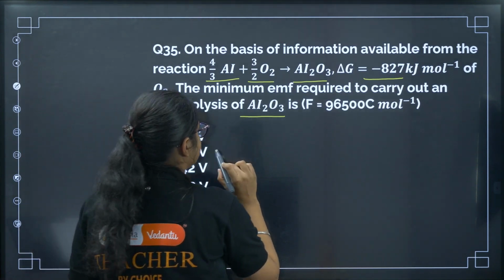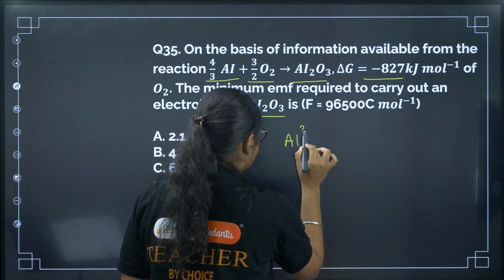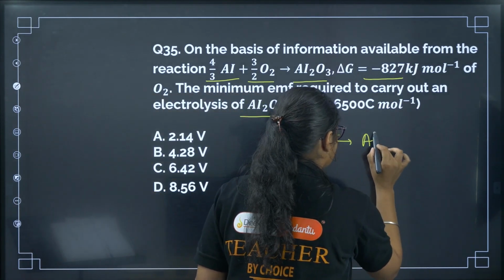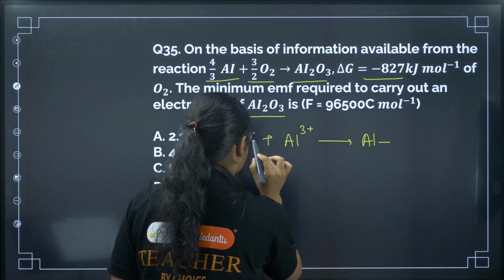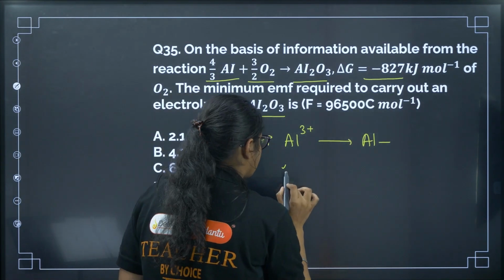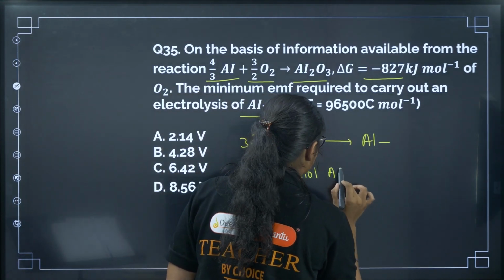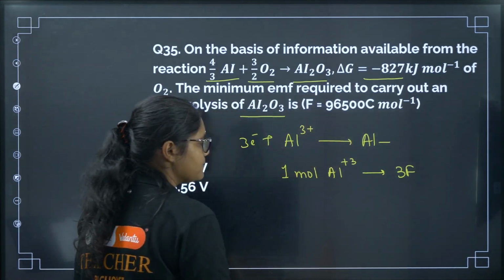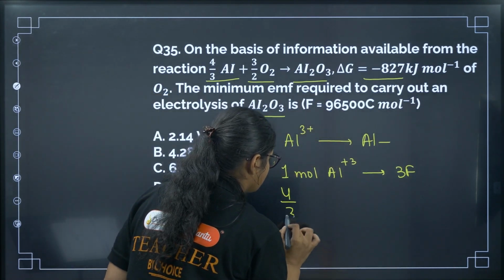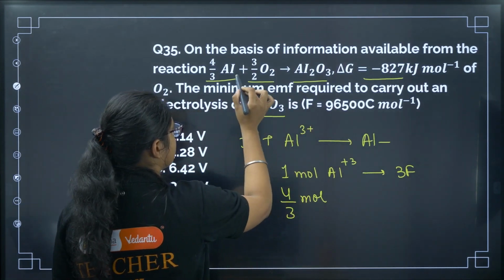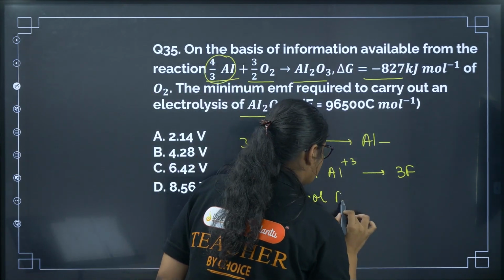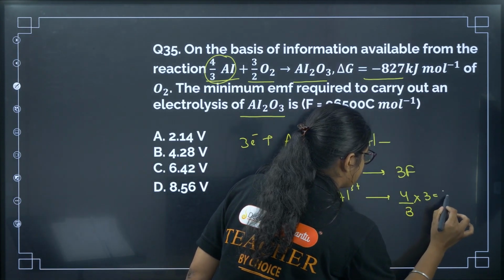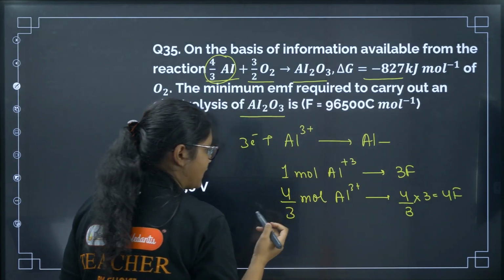So now from this reaction, if you see Al2O3, in that aluminum is in plus 3 oxidation state, so it gets converted to Al. So in this one, we need 3 Faraday of electrons, right? So I can say for 1 mole of aluminium 3 plus, the number of moles of electrons required is 3 Faraday. Now if I want to calculate for 4/3 moles, because in this reaction we have 4/3 moles of aluminium, for 4/3 moles of aluminium 3 plus, we will require 4/3 into 3, that is 4 Faraday. So n factor is 4.